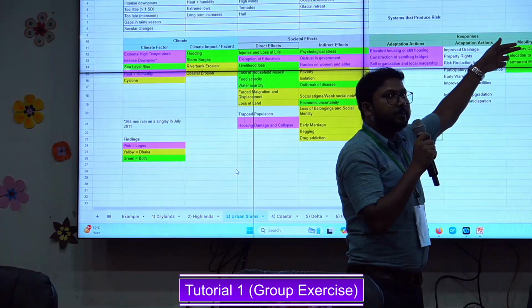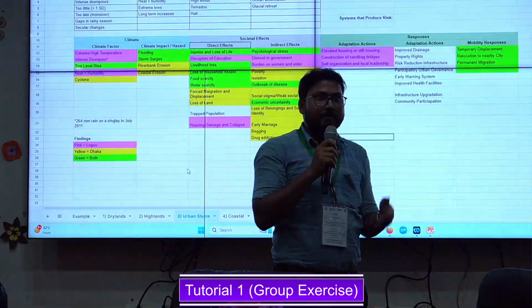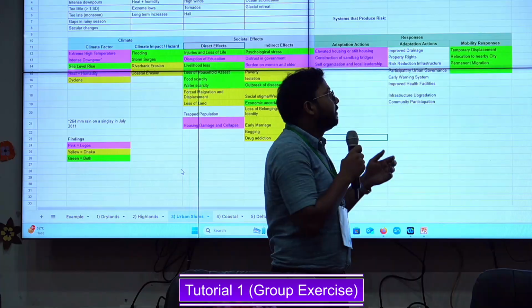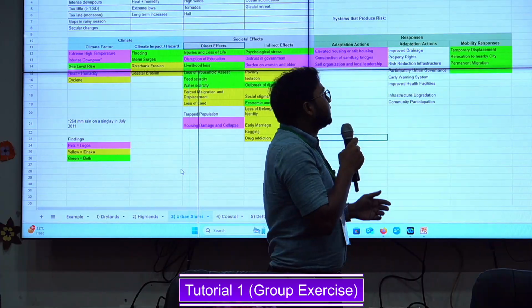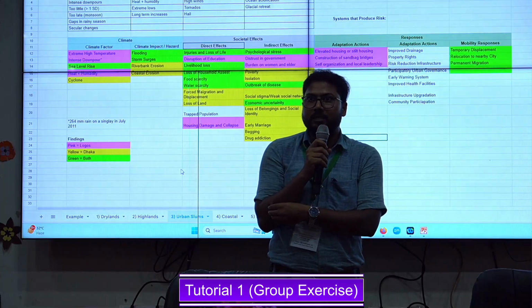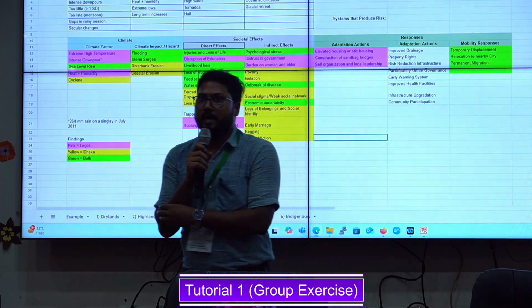And at the same time, in both the papers we have observed that climate change has resulted in three mobility responses. First is temporary displacement, then relocation to the nearby city, and permanent migration. These are the mobility responses we have observed in both the papers from climate change. Thank you.